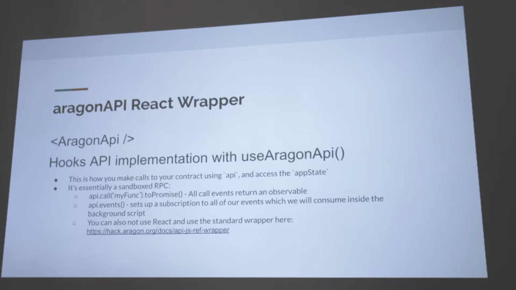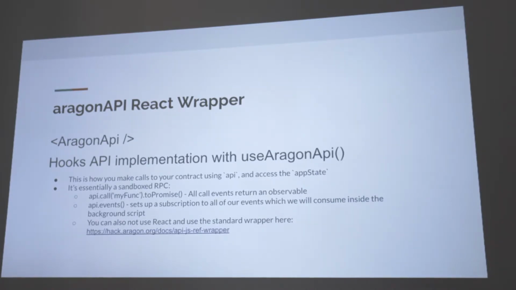Cool. And so at a high level, you have this wrapper, which will wrap your whole app in this Aragon API. And then inside of your app, you have access to an API object and an app state object through the hooks API with this function, useAragonAPI. So now you have an RPC to send messages to your application from your contract.